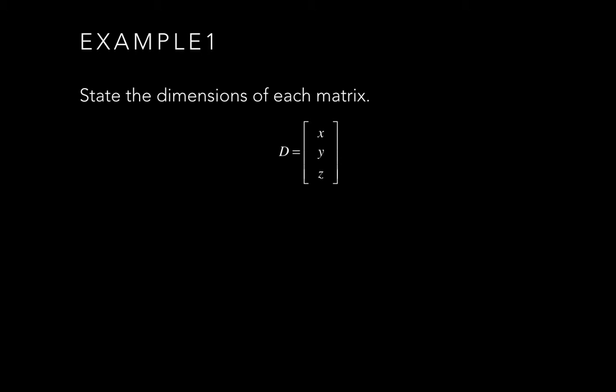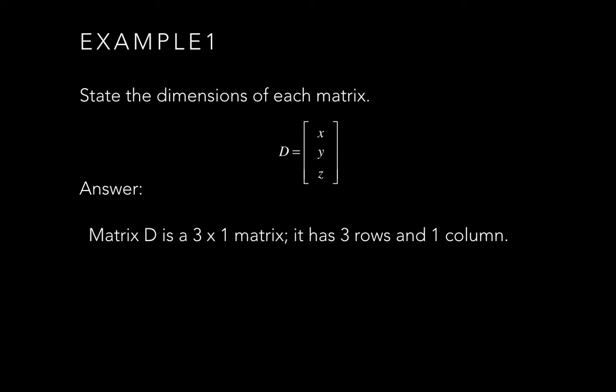I have another one kind of like that. Why don't you see if you can count those numbers of rows and columns to give the dimensions. We have 3 rows, X, Y, and Z, each are a row, but we only have 1 column here. Everything is under 1 column. So this would be a 3 by 1 matrix, and D would be denoted as D and then subscript 3 by 1.